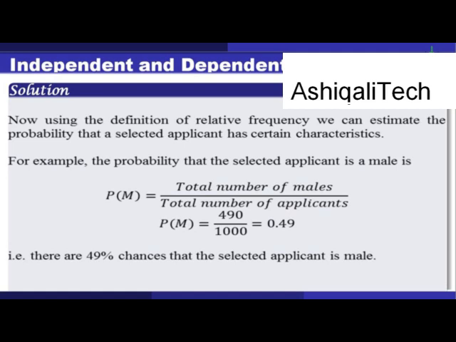So we can solve this example for an applicant who will have certain characteristics. For example, the probability that a selected applicant is a male. First of all, we try to find what will be the probability that the selected applicant is male. It is denoted by P of M, probability of male, and it is given by total number of males divided by total number of applicants. That is, probability of M is equal to 490 divided by 1000. So that is 0.49. Now 0.49 means that there is a 49% chance that the selected applicant is a male.